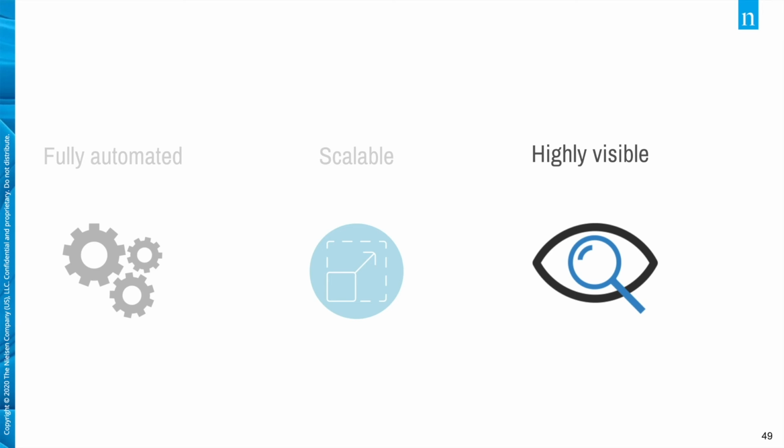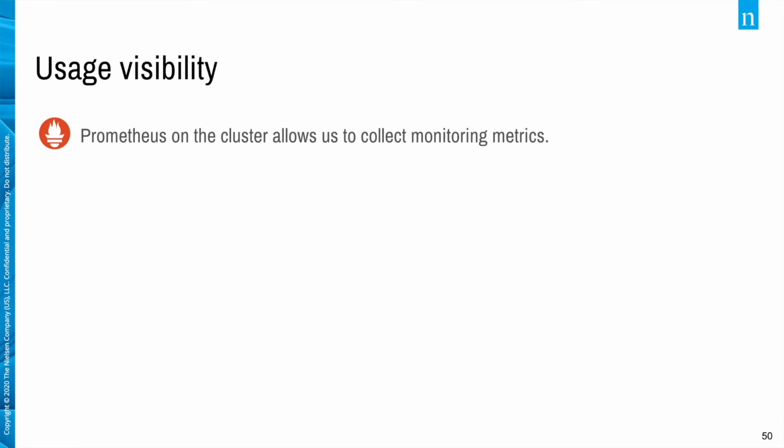Okay, lastly, let's talk about how we gained visibility. First, usage visibility. Machine learning pipelines and machine learning steps usually require a lot of CPU and memory resources, and we want to see how much exactly. So what we did is we installed a tool or a platform called Prometheus on the cluster that collects monitoring metrics on all the objects that we are interested in, like nodes, pods, init containers, etc.